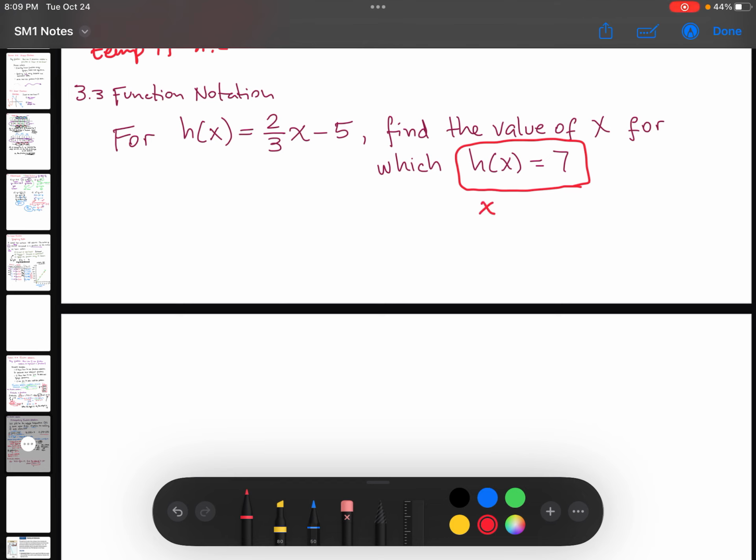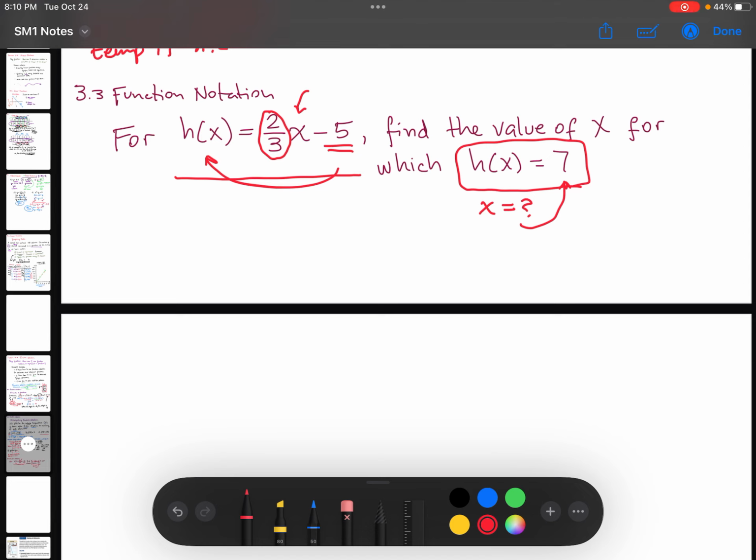We need to know what input value makes this output happen. What is the corresponding equation of that function? You have it here. This equation tells you that once you have the input, you multiply it by 2/3 and then you subtract 5. With that happening, then you obtain the corresponding output.